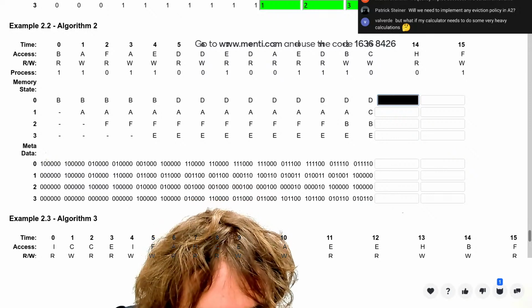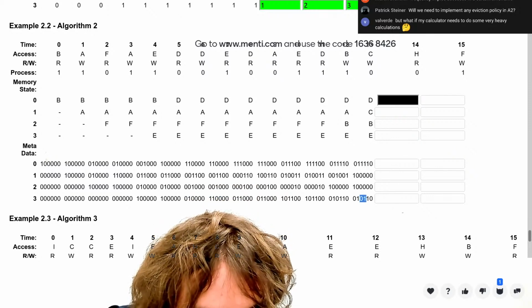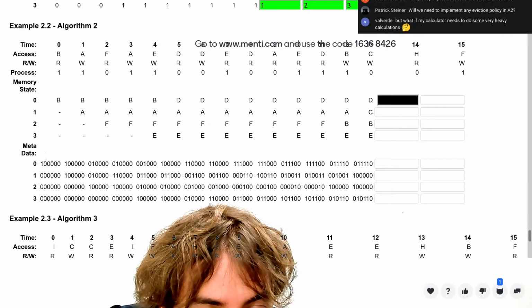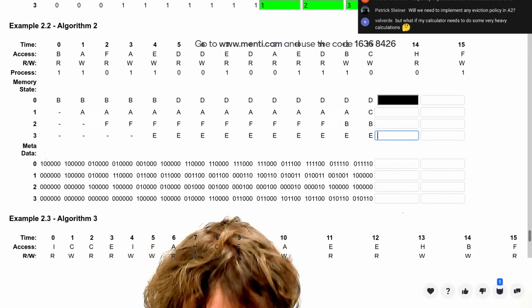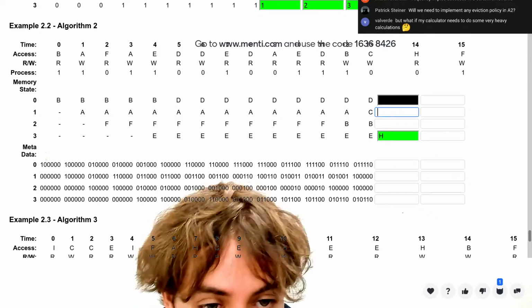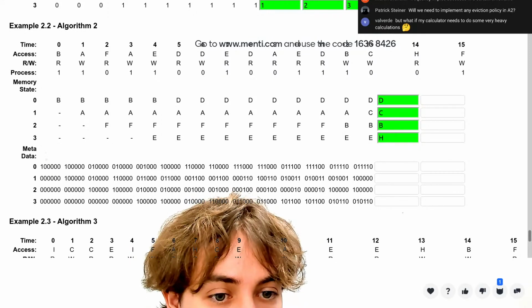Am I doing something wrong? Oh no, actually I overlooked that here's a difference. They are not the same age. This one is actually older than this one. So it goes here. Yes, that makes a lot of sense. Then it's D, C, B. And then we have an access to F.